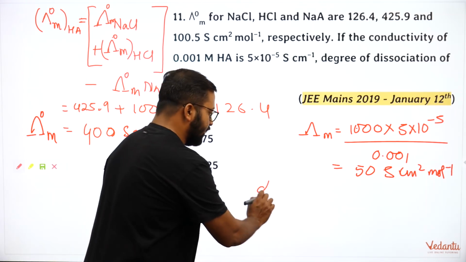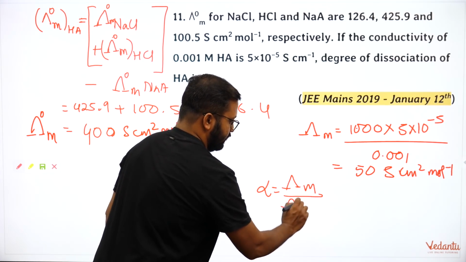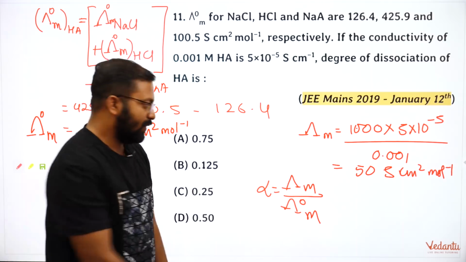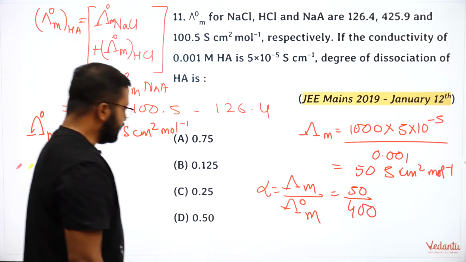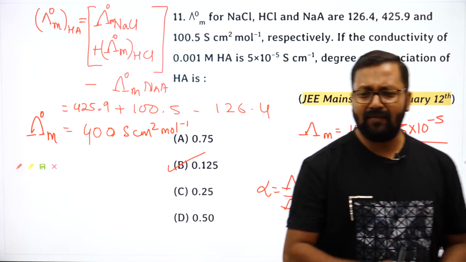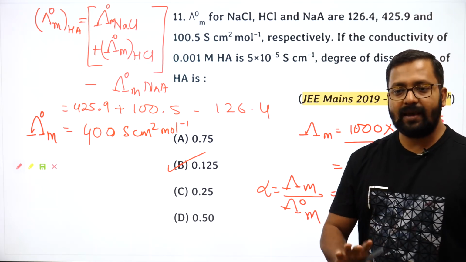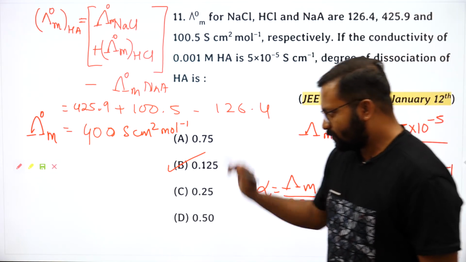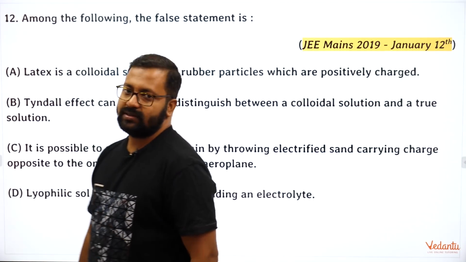So what is the value of alpha? It is 50 by 400. What should the answer be? The answer should be B. A very simple question, straightforward. It needs a little effort, but you will get your answer. Okay? Let's move on to the next question. The next question is this.